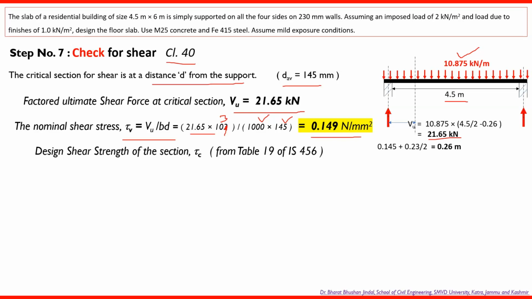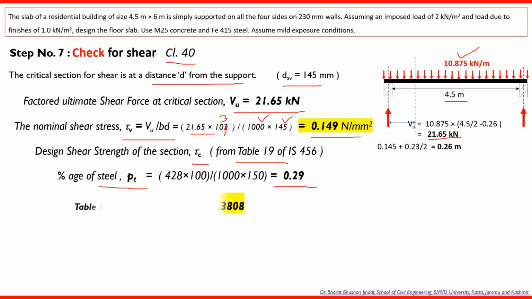Now what should be the design shear strength of the section as per code? That will be tau c. So for that we have to refer table number 19, and we need the percentage of steel. So percentage of steel worked out to be 0.29. And then referring table number 19 and doing the interpolation between the values available, tau c comes out to be 0.3808. Now you can see this tau c is quite higher than tau b.